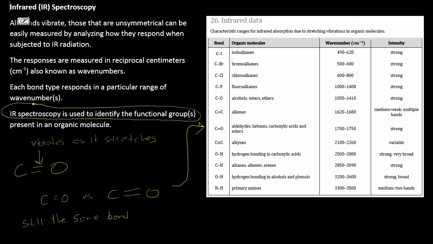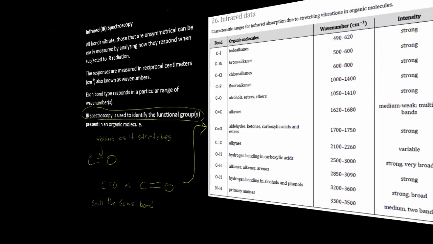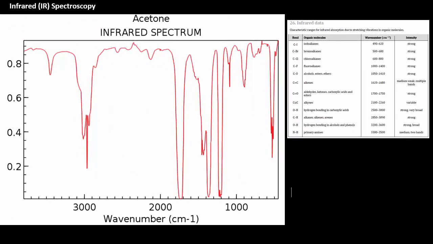Okay, IR spectroscopy is used to identify functional groups in an organic molecule. This is what a typical IR spectrum looks like. Looks kind of like a mess. All right, this is acetone, shown here.